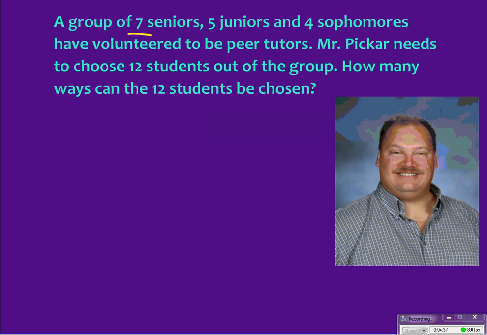So 7 seniors, 5 juniors, 4 sophomores. So that's 7 and 5 is 12 plus another 4 is 16. So I'm picking 12 of them to be tutors. It's going to be 16 choose 12.